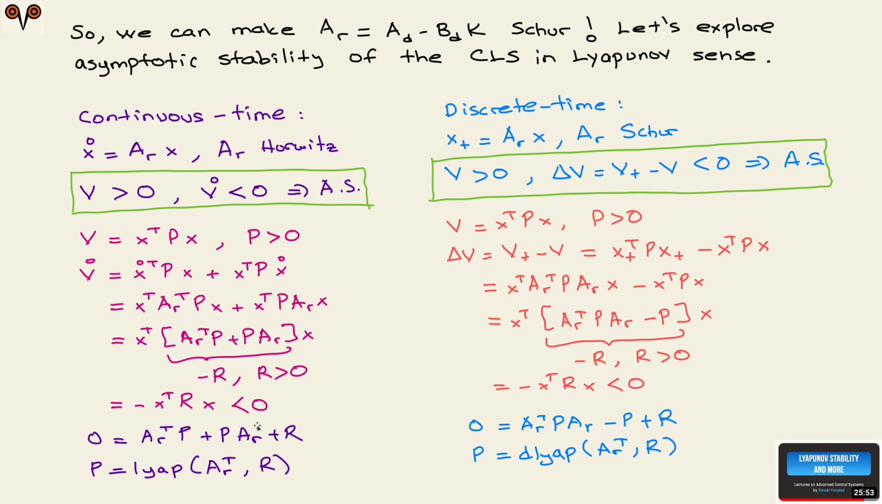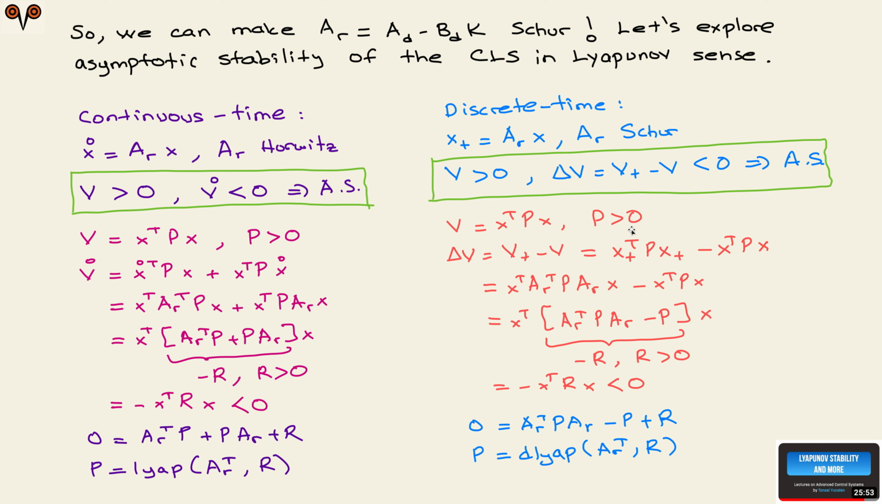In discrete time, since we don't have V dot, we still start with the same V equals x transpose Px, which is positive definite, but we seek delta V. Delta V is V plus minus V. This needs to be less than 0 for asymptotic stability. So delta V equals V plus minus V. What is V plus? V plus is x plus transpose P x plus, minus V itself.